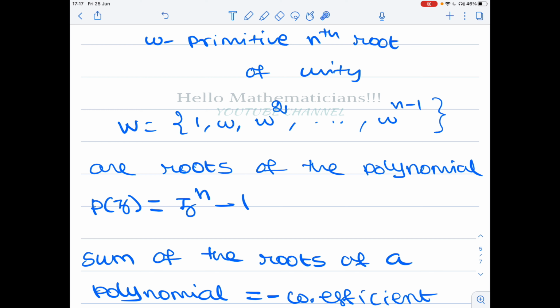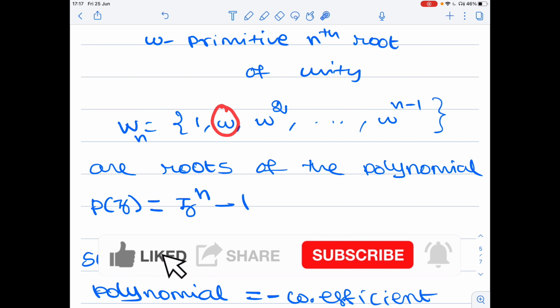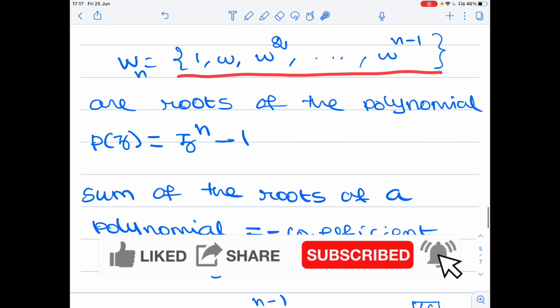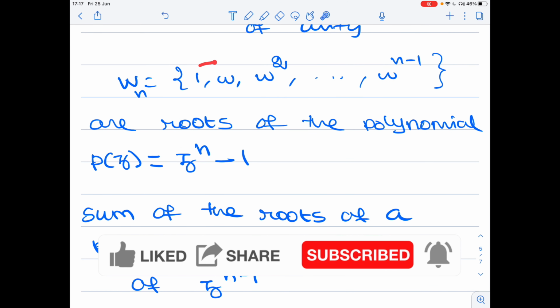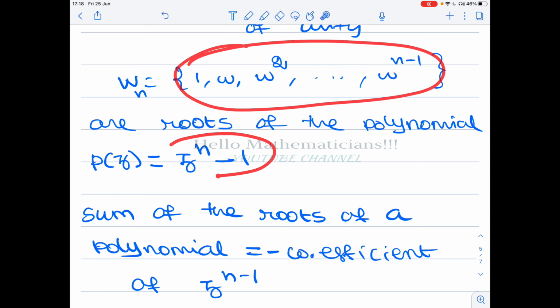So we consider the nth roots of unity. Basically, you take a primitive nth root w, then you write all the nth roots of unity as the powers of w. Then all these numbers satisfy the polynomial z power n minus 1. Now it is an nth degree polynomial, so it will have exactly n roots in C. These are n numbers, therefore these numbers are the only roots of this polynomial.